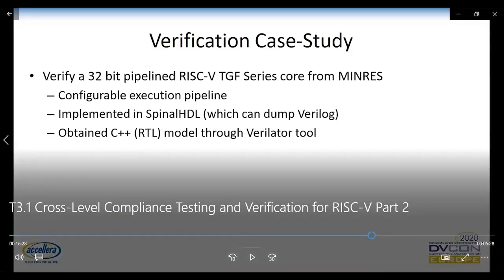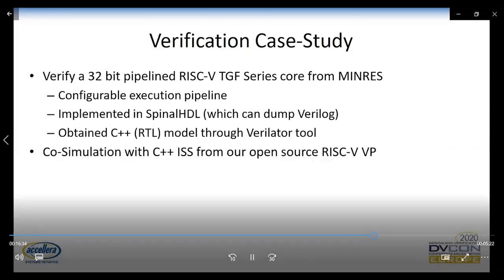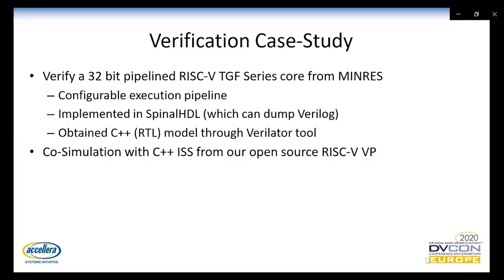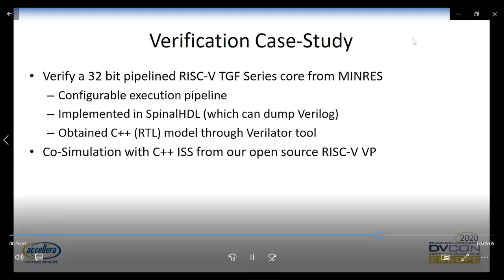For this evaluation, we use the standard configuration. Spinal HDL provides an option to generate a Verilog description. By using the Verilator tool, we obtain a C++ RTL model from the Verilog code. Then we have integrated the C++ RSS of our open source RISC-V virtual prototype in a co-simulation with the RTL model.